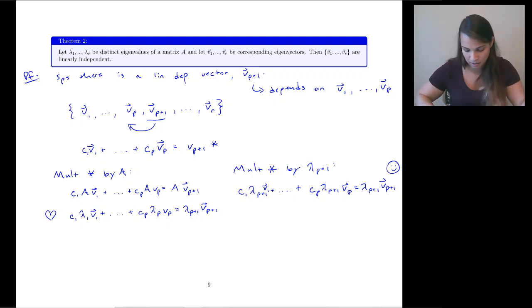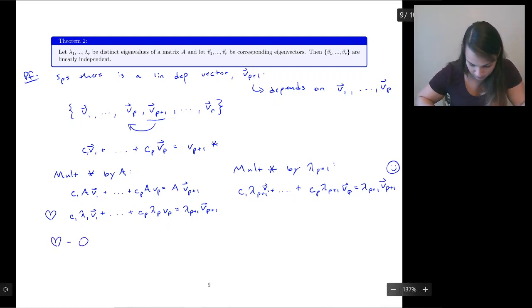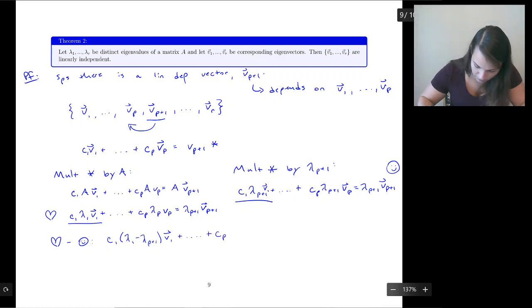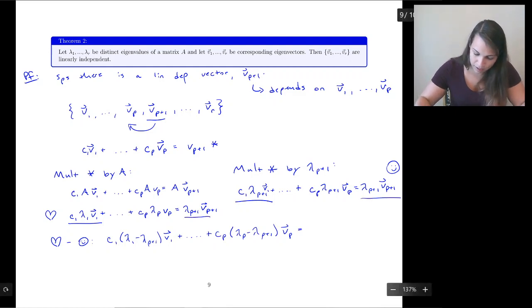So let's take the heart equation and subtract the smiley face equation from it. That means we would have this term minus that term. So that's going to be C1 times lambda 1 minus lambda p plus 1, V1, and then we're going to go all the way down the line, CP times lambda p minus lambda p plus 1, VP. And then on the right-hand side, we have that term minus that term. Those are exactly the same, and so we get the 0 vector.